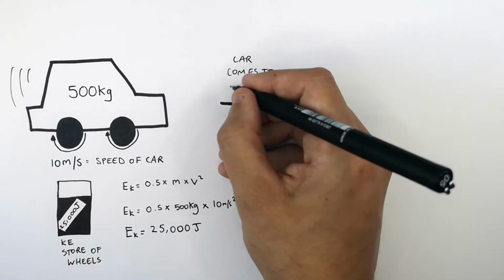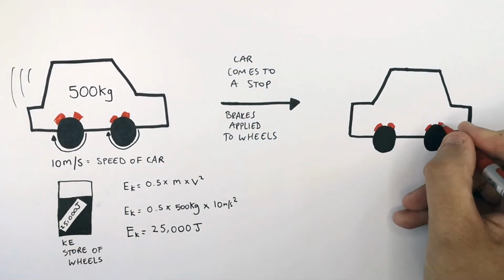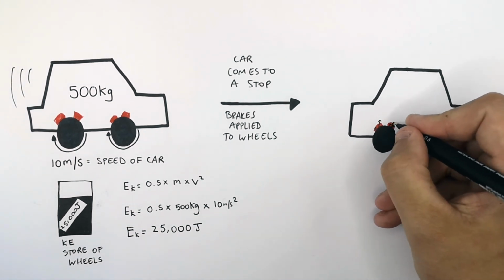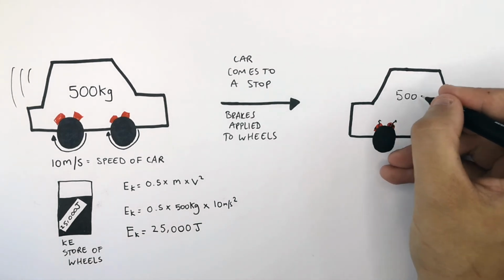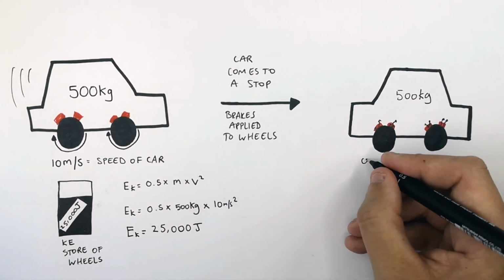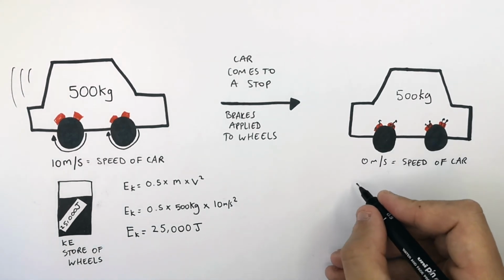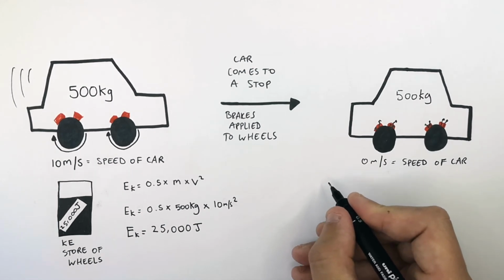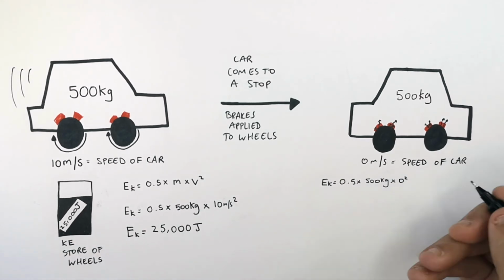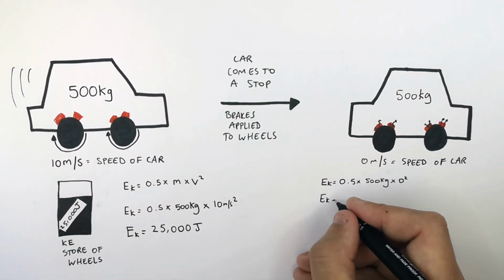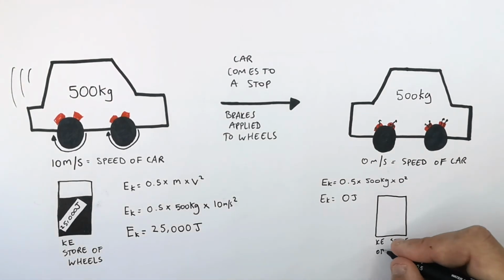So the car comes to a stop. This is because the brakes are applied, and that kinetic energy stored in the wheels is transferred to the thermal energy store of the brakes. So now let's calculate the new kinetic energy of the car. So the car is traveling at 0 meters per second, that's its speed, and the mass of the car is 500 kilograms. So recall the equation, E equals half mv squared, kinetic energy equals 0.5 times 500 kilograms times 0 squared. That gives you the kinetic energy stored in the wheels of 0 joules. So there is now no energy in the kinetic energy store of the wheels.